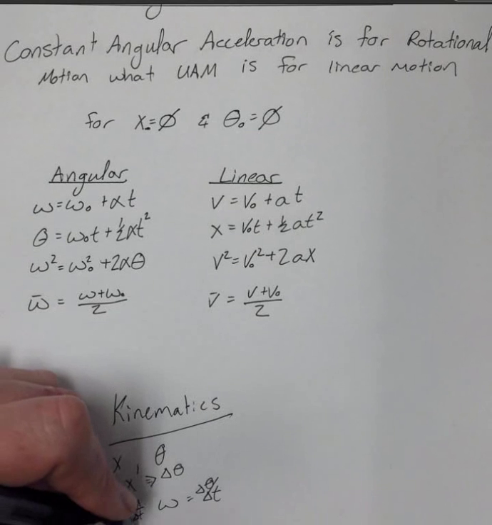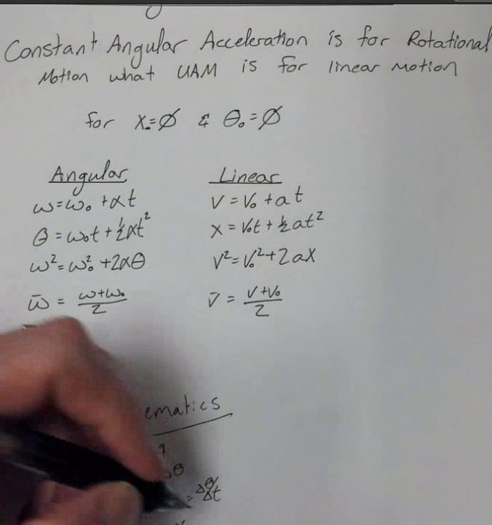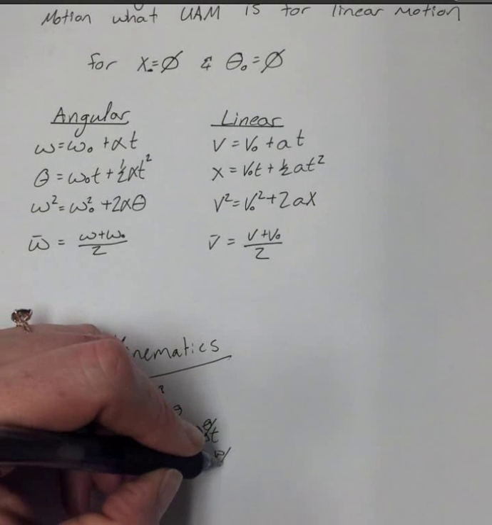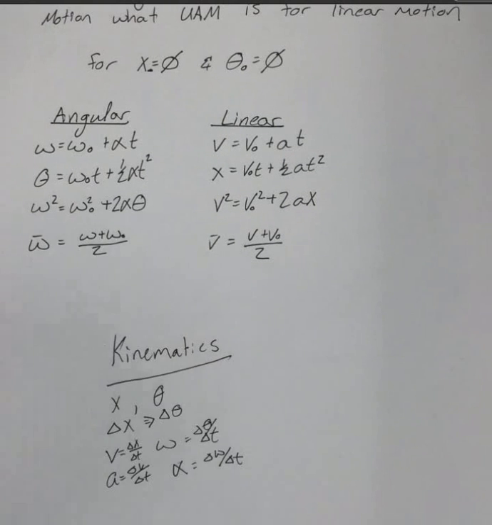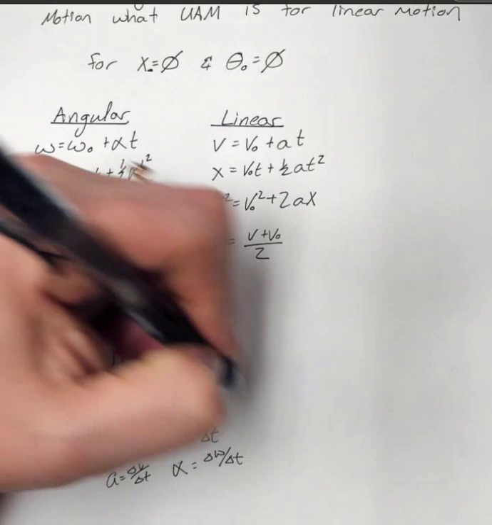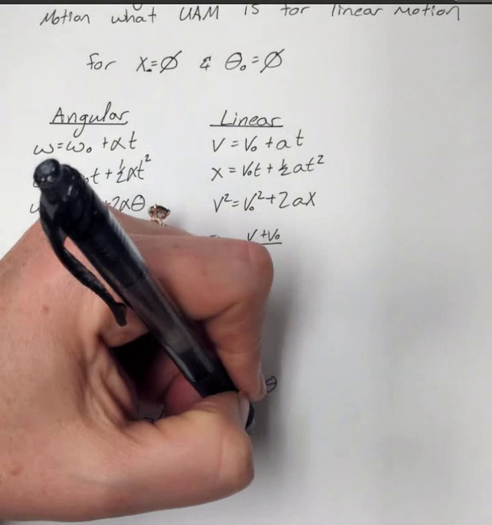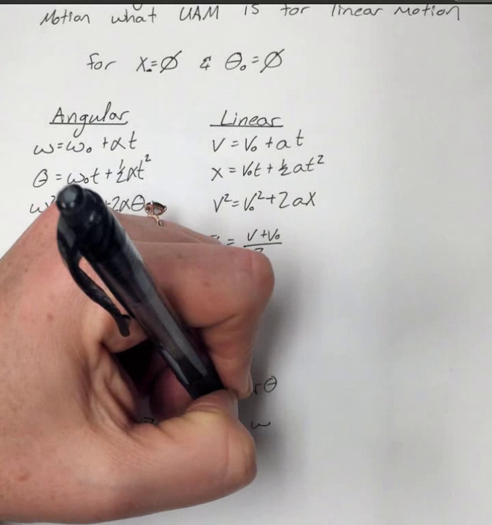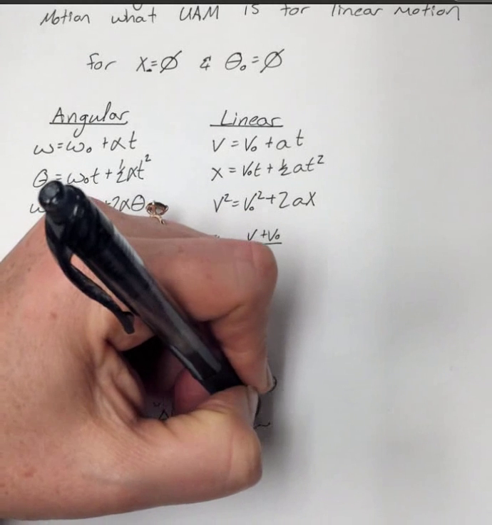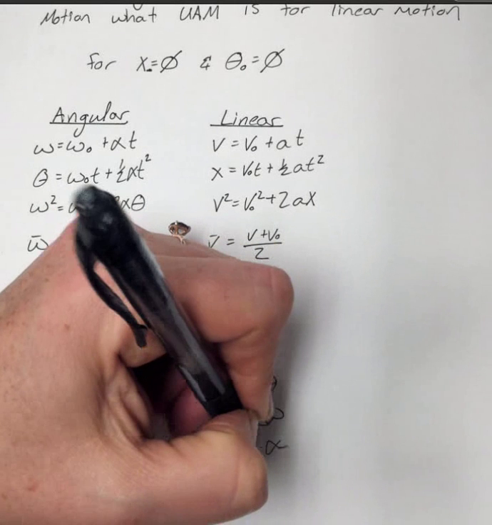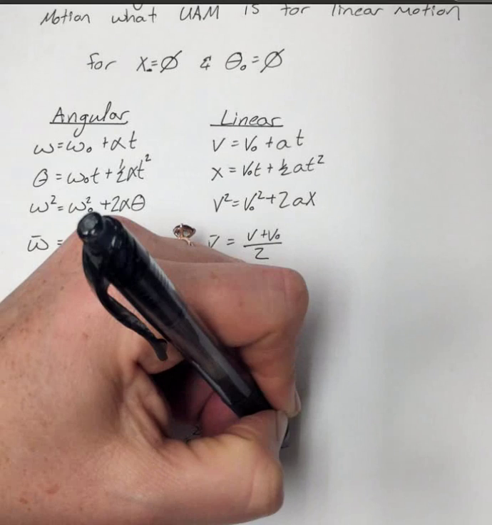Acceleration is change in velocity over time. Here, alpha, angular acceleration, is equal to the change in angular velocity over the change in time. And we have the relationship between each of these. x equals r theta, v equals r omega, and a equals alpha r.